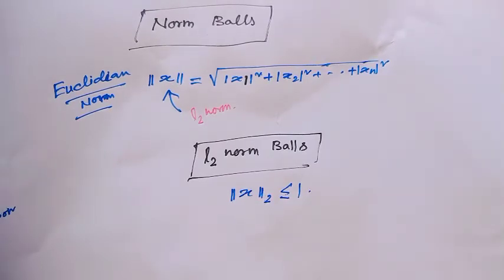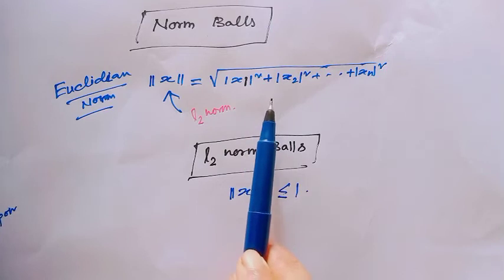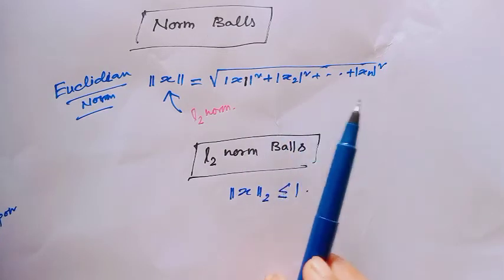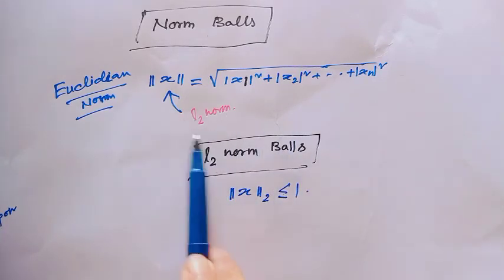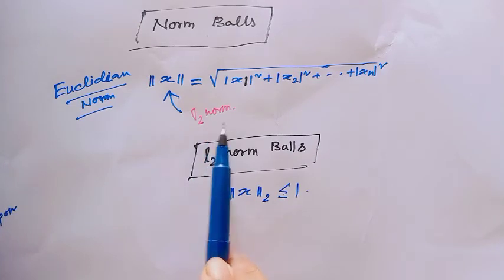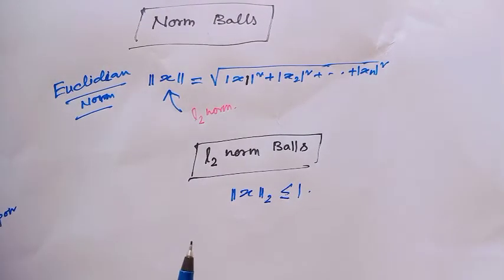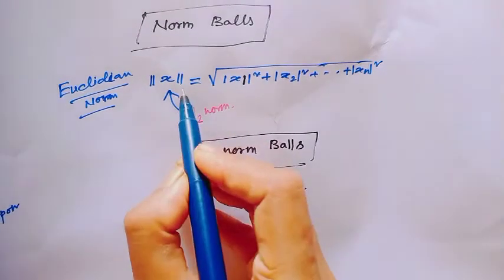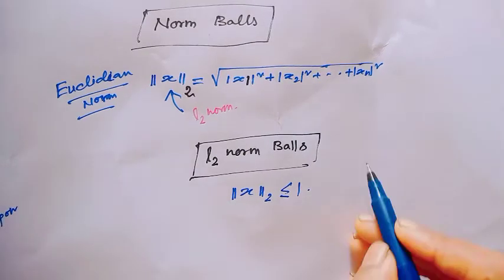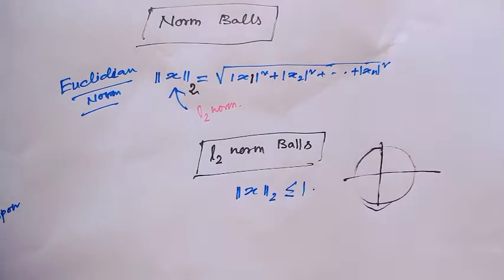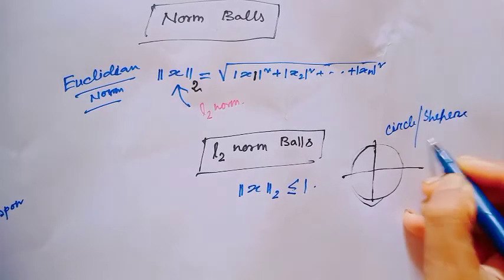First, the Euclidean norm. All of us know this is equal to the square root of absolute value of x1 squared plus absolute value of x2 squared up to absolute value of xn squared. Okay? This notation is actually called the L2 norm. If we define L2 norm balls, consider norm of x, this is called the 2 norm, less than or equal to 1, and this corresponds to a circle or sphere in n dimensions.